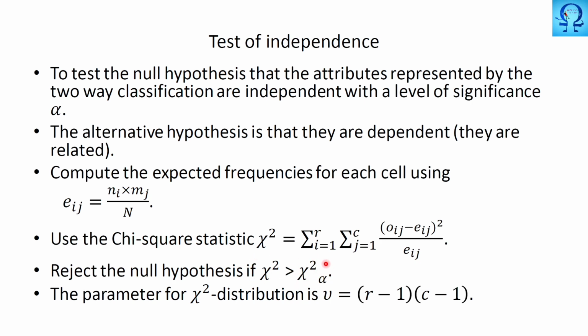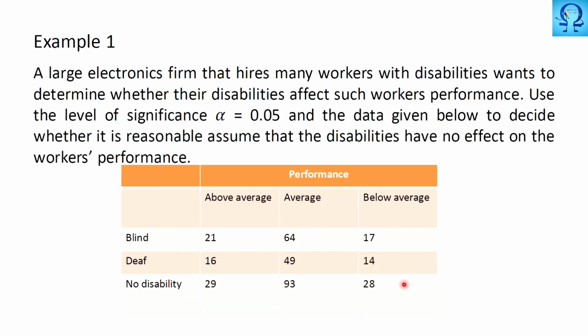We will reject the null hypothesis in case of this, and the parameter is nu, which is r minus 1 multiplied by c minus 1. In the earlier case we had only k minus 1 degrees of freedom, because r was 2, so 2 minus 1 is 1, and 1 times k minus 1. That is what we had there.